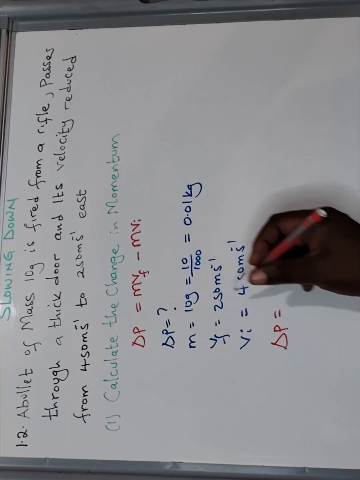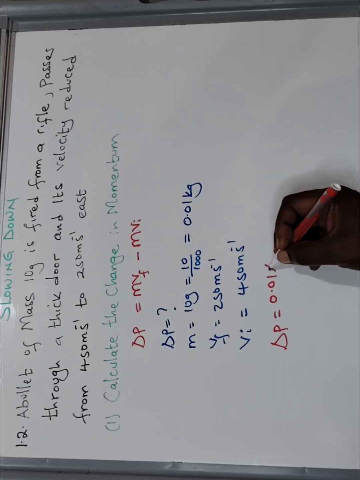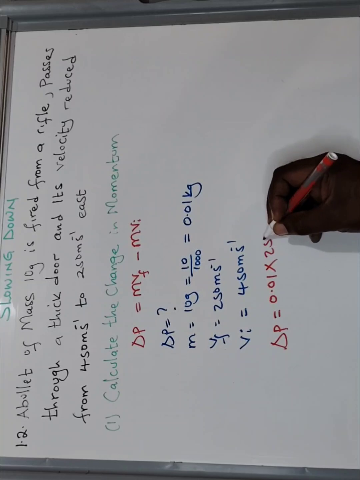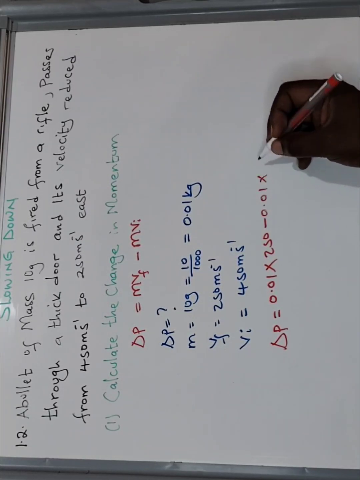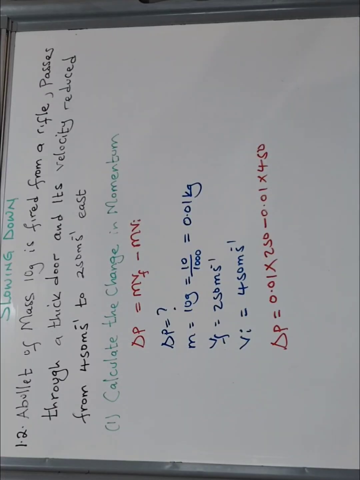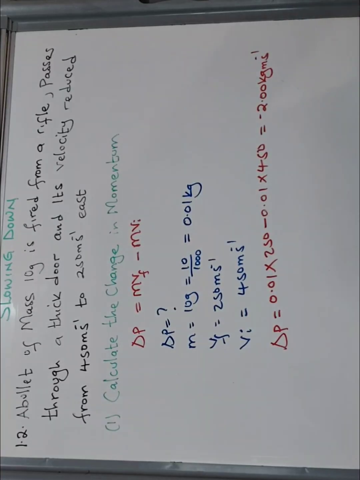Change in momentum is going to be equal to, what's the mass? The mass is 0.01. Okay, times what? Times final, which is 250, minus 0.01 times 450. And what you get out of that is going to be our change in momentum. So our answer is -2. The units are kilogram meters per second.